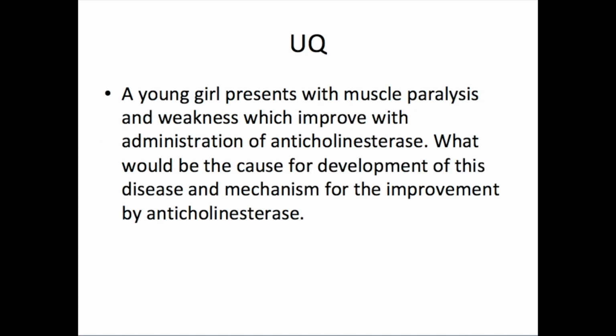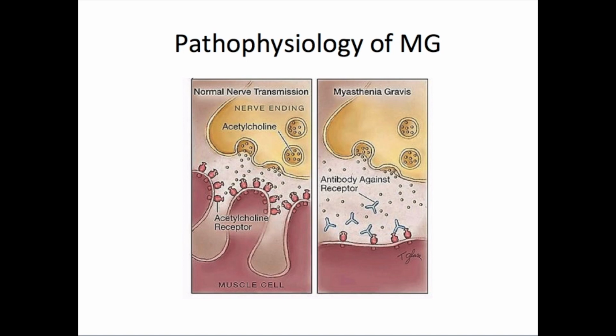Here you can see another scenario which could be your university question, and it is related to myasthenia gravis. You might be asked about the causative factor of myasthenia gravis. So don't forget that it is caused by the formation of circulating antibodies to the muscle acetylcholine receptors.